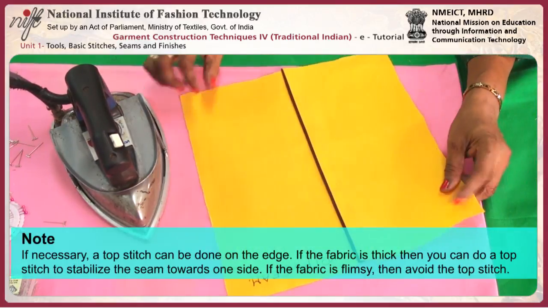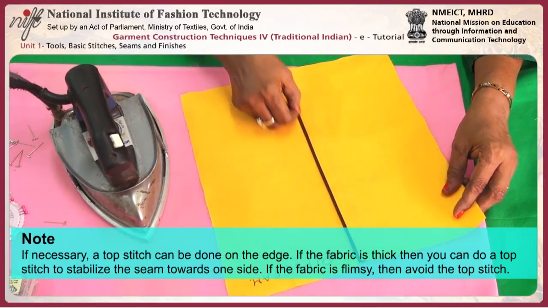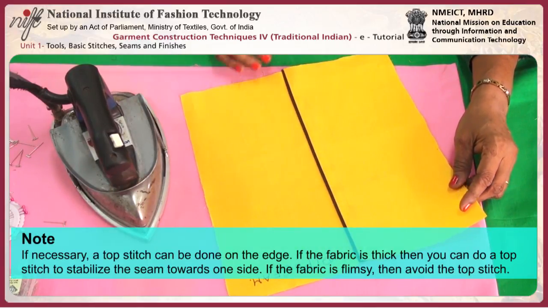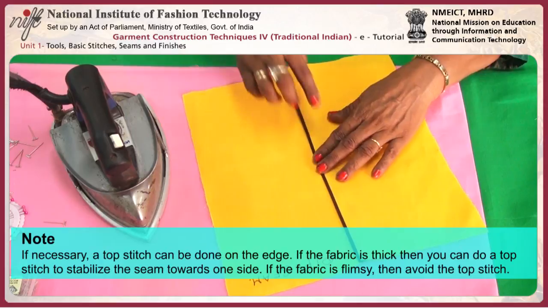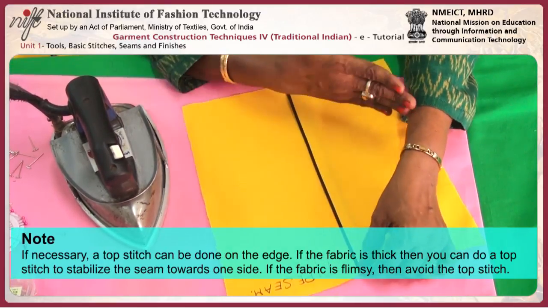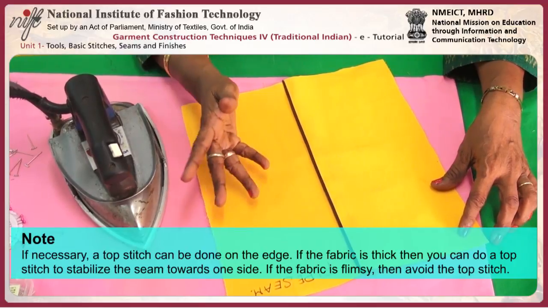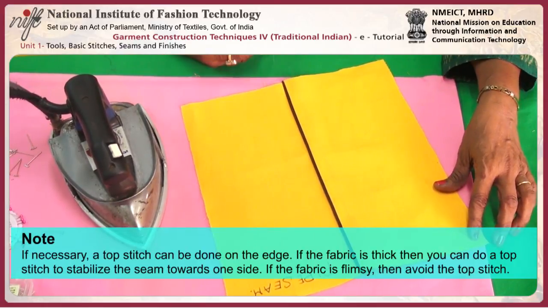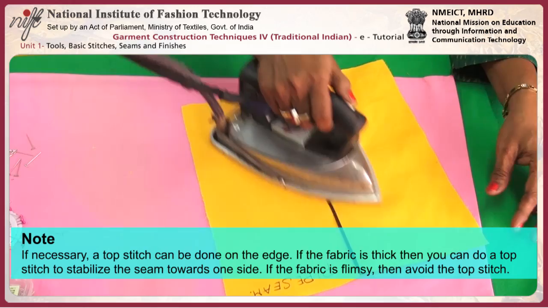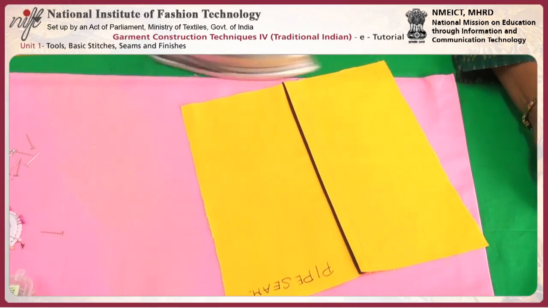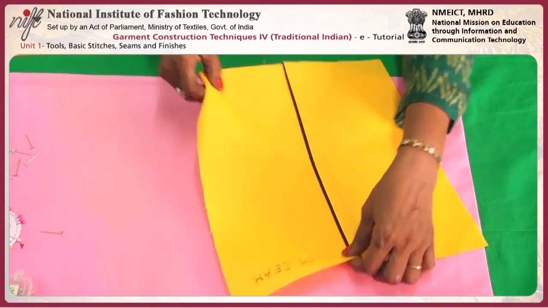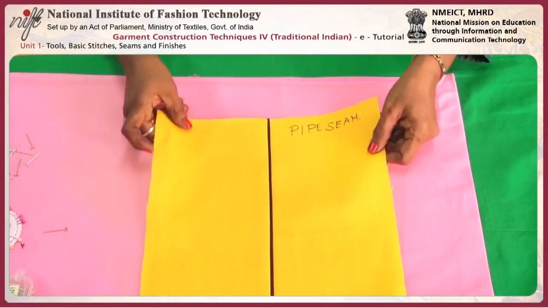If you want, you may do a top stitch at the edge of it. If the fabric is thick, then you can do the top stitch to stabilize the seam towards one side. If it is a flimsy, thin silk fabric, the top stitch should be avoided. This is called pipe seam.